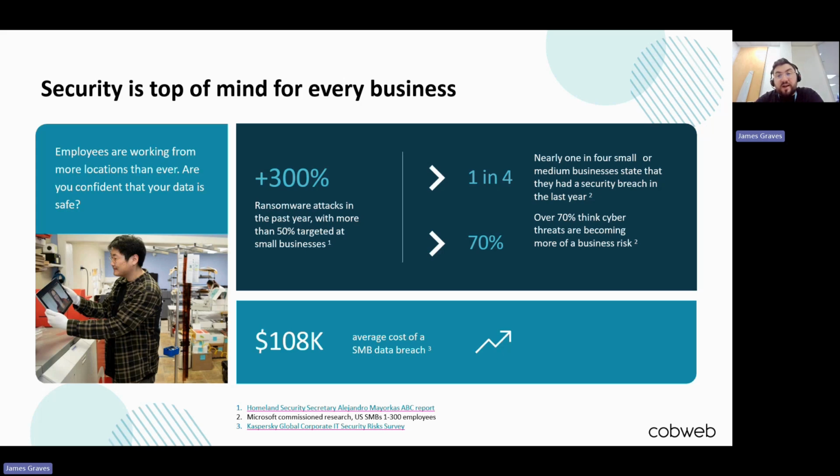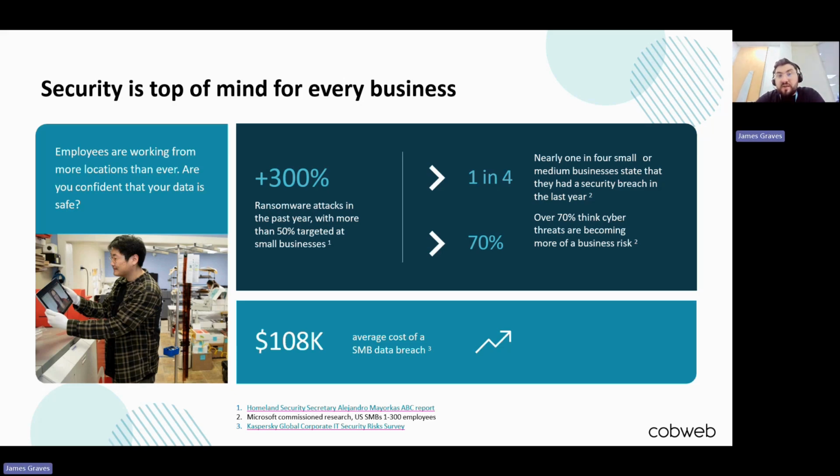And then some of the stats to the right hand side there to touch on for you. A 300% increase in ransomware attacks in the past year, with more than 50% targeted at SMBs. Now, obviously, we mentioned on the previous slide the 65% increase. Now, this is looking at it specifically from ransomware attacks and how much that increase has been targeted towards and shifted towards the SMB audience.